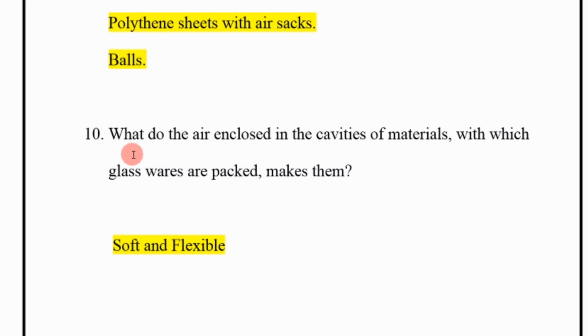Next, what does the air enclosed in the cavities of materials with which glasswares are packed make them? Soft and flexible.